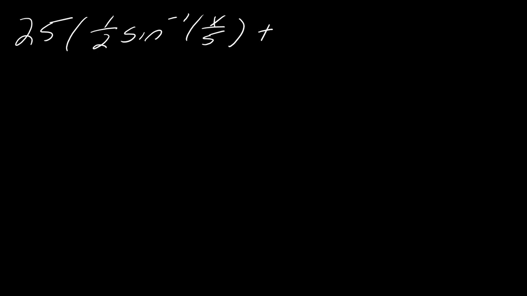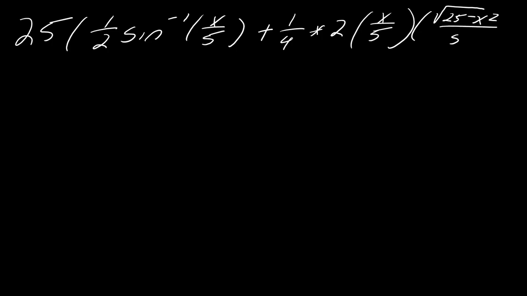So my final answer then will be 25 times 1/2 inverse sine of x over 5. And then remember, this was 1/4. Actually, I'll just write it all out. So this is 1/4 times 2 times x over 5 times the square root of 25 minus x squared over 5, and then all of that plus c. So obviously I'm running out of space here. Sorry about that. So, okay, let's now put these pieces all together.